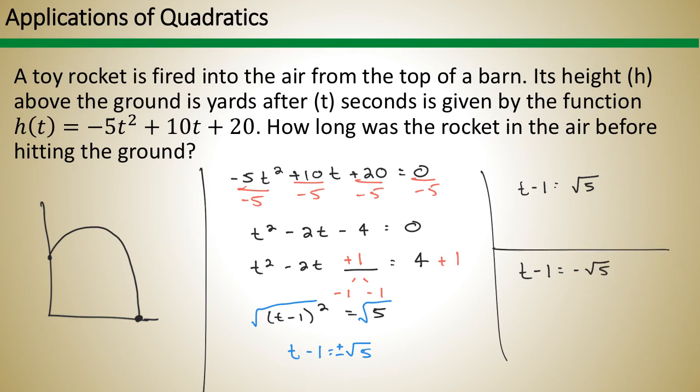Okay, so on the top one, if I take the square root of 5 and I add 1 to it, I get 3.24. On the bottom one, if I take that negative root 5 and add 1 to it, I actually get negative 1.24. And again, I cannot have a negative time, so it cannot be that. This is my answer. It takes about 3.24 seconds for this toy rocket to hit the ground.